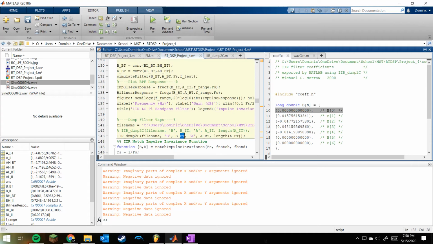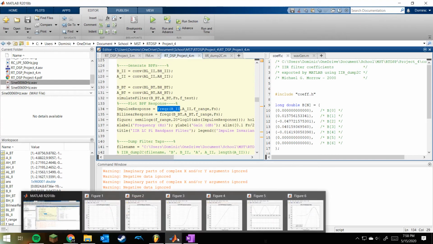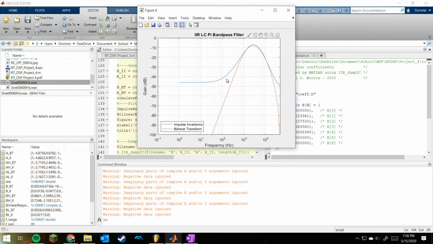And we'll write the bilinear transform coefficients to the coefficient file. So after we do this convolution, we again just get this response using the freq command that just generates the impulse response of the filter in the frequency domain, and we can see it here. There's the impulse invariance, and there's the more dramatic bilinear transform. And you can see, I haven't pointed this out in the other ones, but you can see this warping that really happens with the bilinear transform versus the impulse invariance.